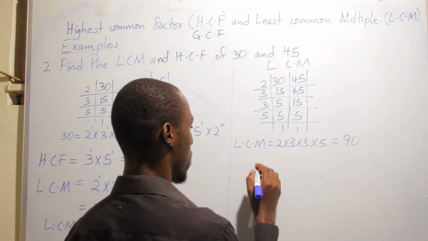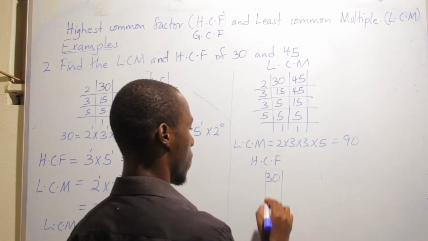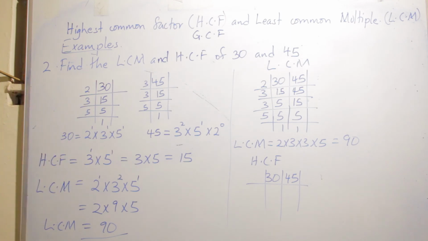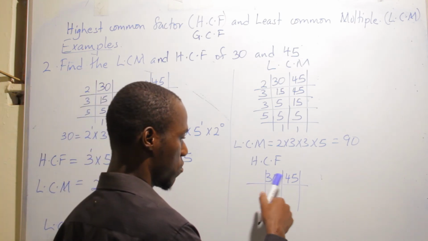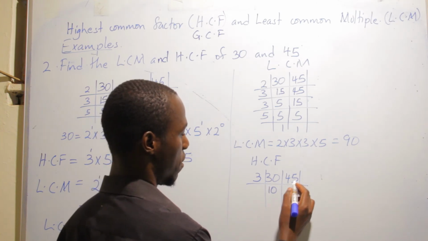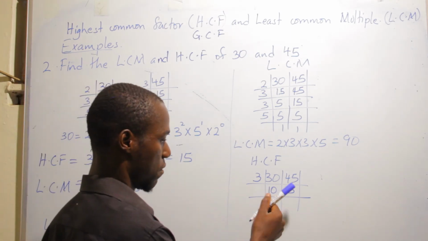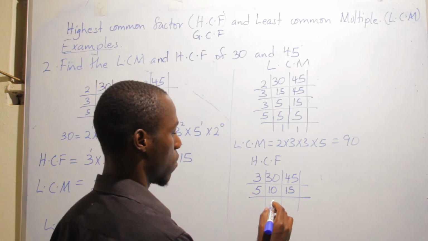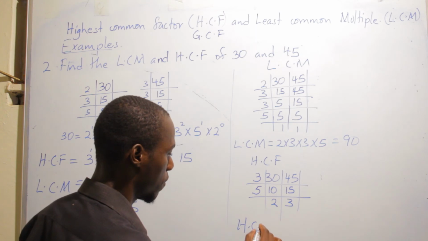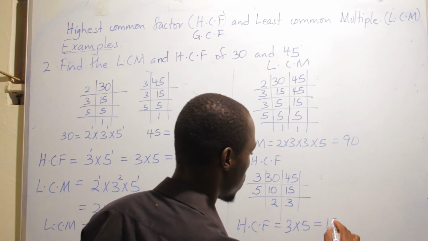Then to get the HCF, I pick a number that can divide these two numbers at the same time. So that is 3 divides 30 to have 10, divides 45 to have 15. Then another prime number that can divide 10 and 15 at the same time is 5 to have 2, and then 3. So the HCF becomes 3 times 5, which is 15.